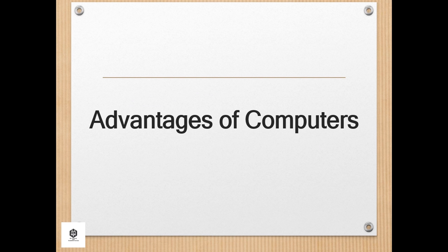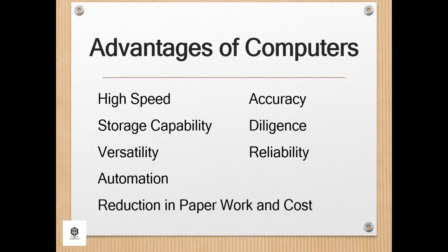Let's talk about the advantages of computers. Following are certain advantages of computers. High speed. Computer is a very fast device. It is capable of performing calculations on a very large amount of data. The computer has units of speed in microsecond, nanosecond, and even picosecond. It can perform millions of calculations in a few seconds as compared to man who will spend many months to perform the same task.